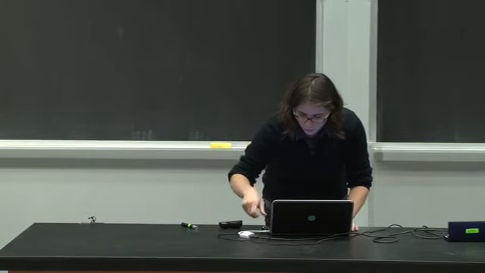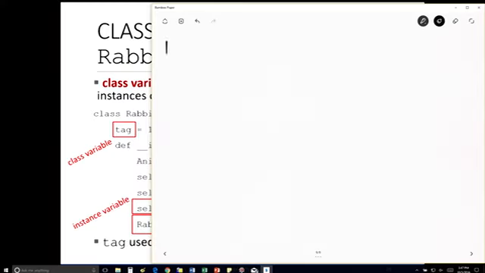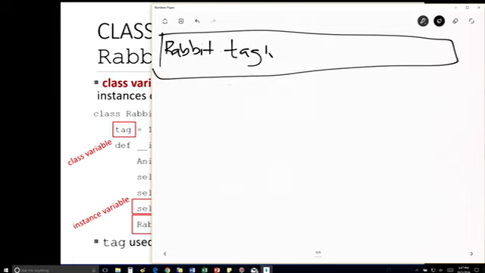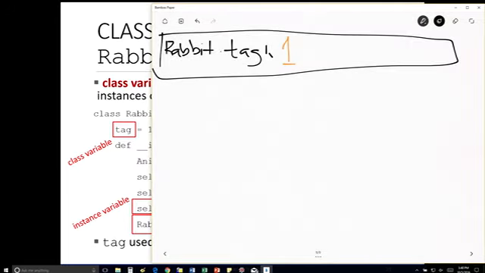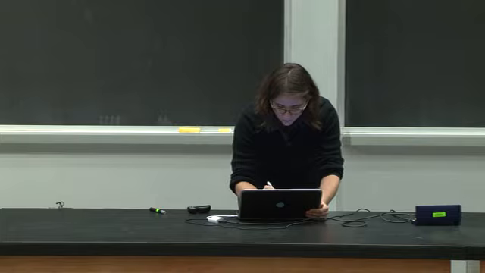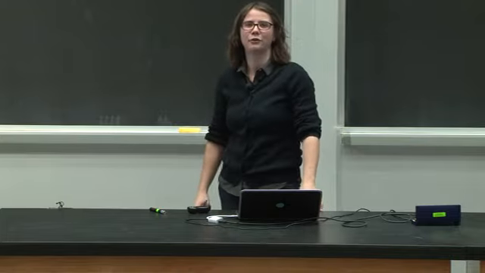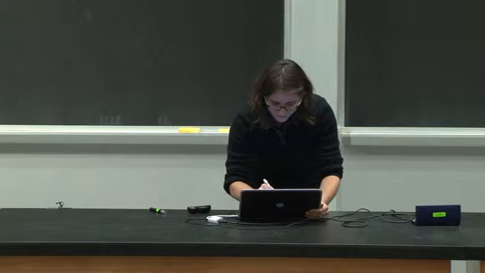So let's do a quick drawing to show you what I mean. Let's say I have Rabbit.tag here. Initially, tag is going to be 1. And then I'm going to create a new rabbit object, as I'm calling the code. So let's say this is a rabbit object, r1. I actually Googled how to draw a rabbit, but that didn't help at all.